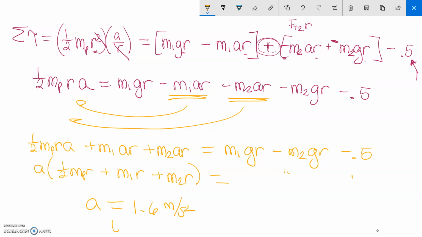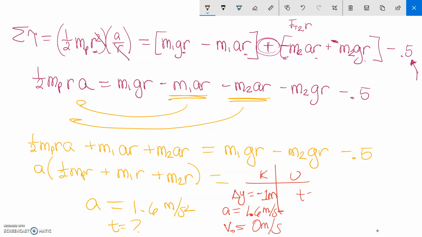I'm not done yet, though, because I'm looking for time. So now I can start my kinematics, which is actually the easiest part of this problem. Here are my knowns. Here's my unknown. My known is delta y equals -1 meter. My acceleration is 1.6. I just found that. My initial velocity of the blocks is 0, and I'm looking for time.